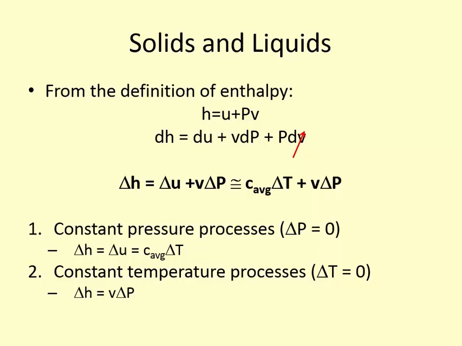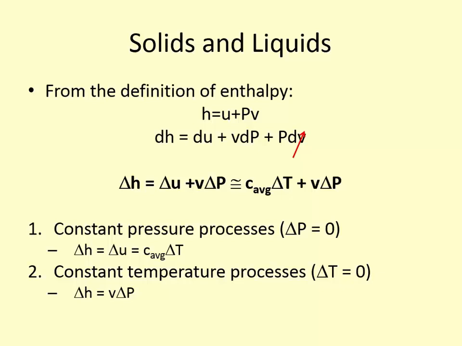Anyway, if our volume is not changing, we find this relationship between delta H and delta U, where delta H is approximately equal to just the volume times the pressure change. Instead of pressure times delta V, it's V delta P, only for solids and liquids, and that is because it's incompressible. So if it's a constant pressure process, then our enthalpy and our internal energy change will be exactly the same. And if it's a constant temperature process, then our change in enthalpy is just equal to our volume times the change in pressure.